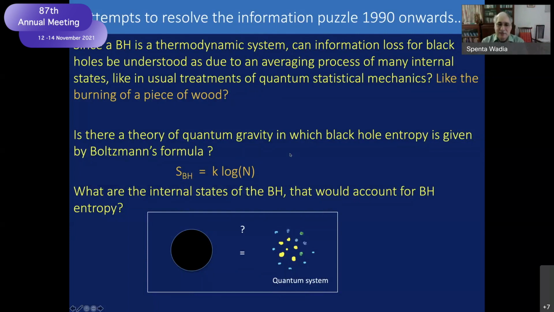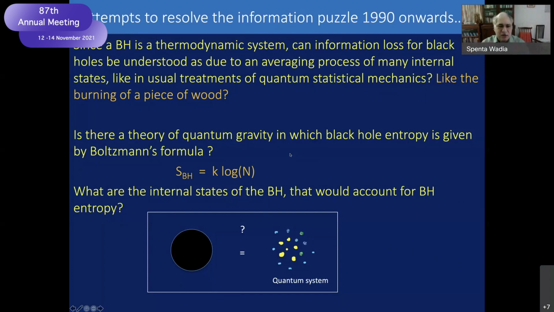Now, since it is established that the black hole is a thermodynamic system, it has temperature and entropy, can information loss for black holes be understood as like statistical mechanics due to an averaging process of many internal states, like, for example, the burning of a piece of wood. Clearly, you don't jump up and down that quantum mechanics is violated, because you're doing statistical averaging, coarse-graining the system to describe it in the language of statistical thermodynamics, etc.